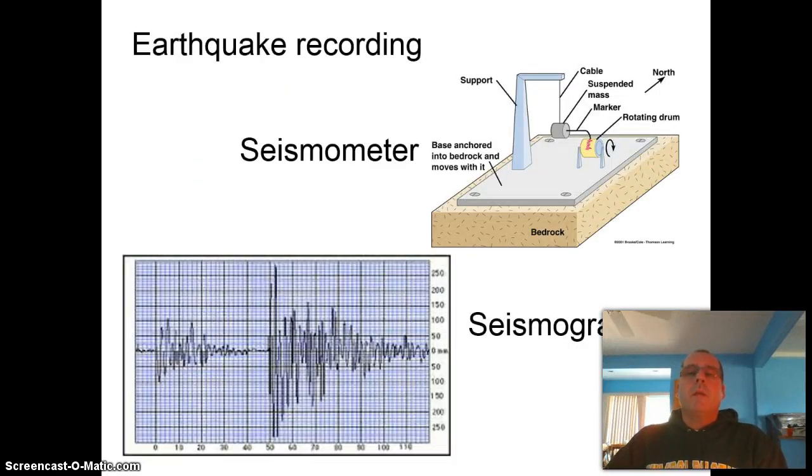So that's the actual device that records it, and it's recorded on a seismogram. Seismogram is the actual written record. It looks something similar to what you see here on the screen. Sometimes we may have seen pictures of it being drawn on a roll of paper, but you got the meter, and then you got the gram, and the size comes from Earth's movement.